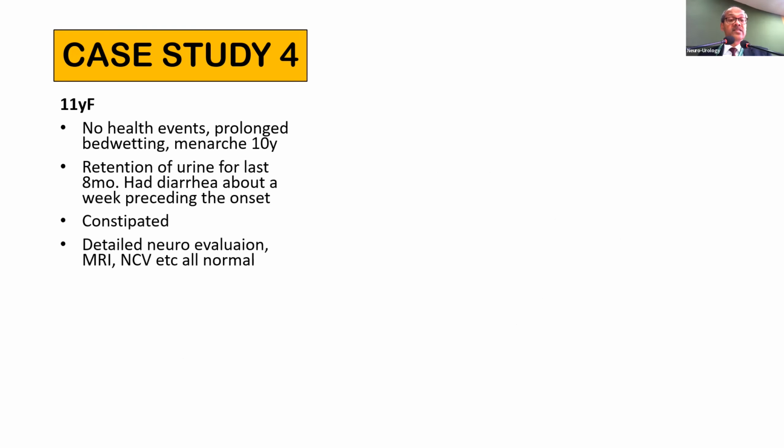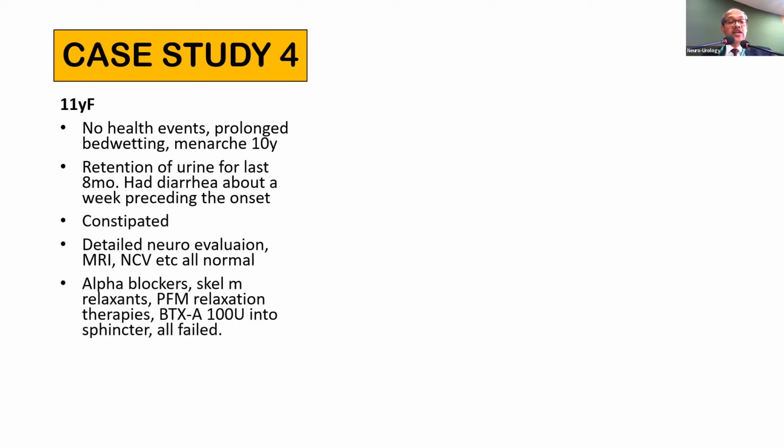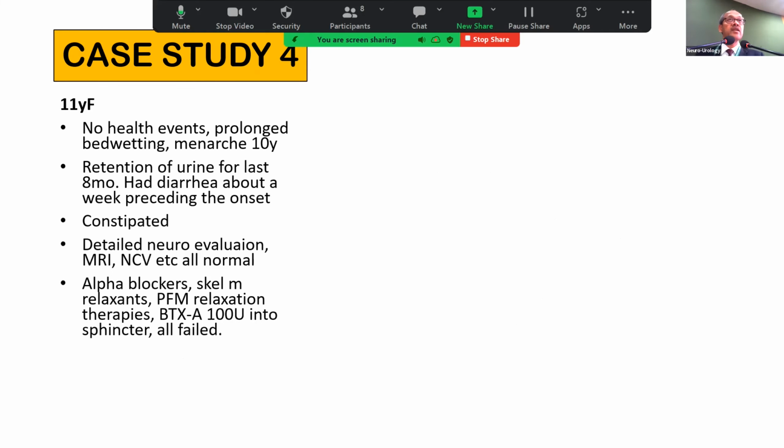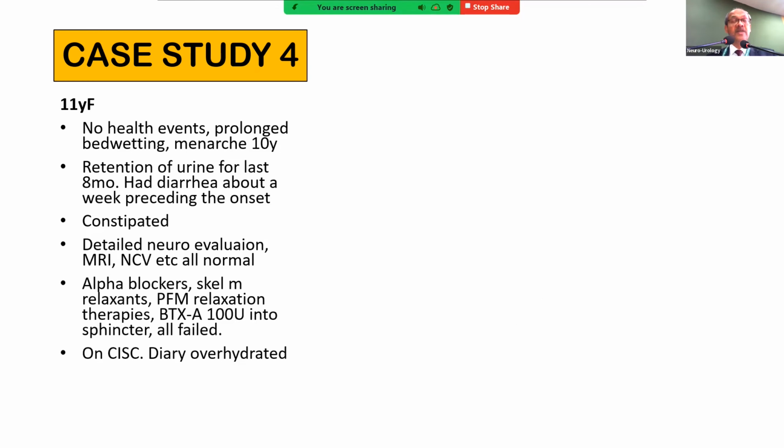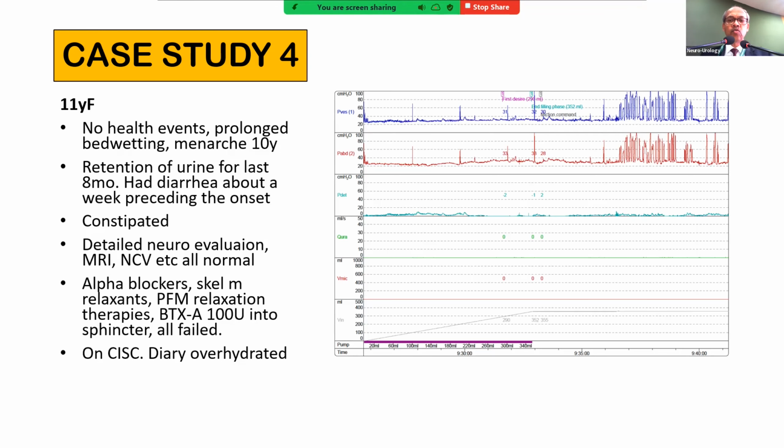She is constipated at this point. A detailed neurourological evaluation and a detailed neurological evaluation do not show any abnormality. She's had an MRI, she had nerve conduction studies, she was seen by the pediatric neurologist. All evaluation was normal. By the time she came to us, she had used alpha blockers, skeletal muscle relaxants, pelvic floor relaxation therapies, and a 100-unit botulinum toxin injection into the striated sphincter, all of which have failed. She's been on intermittent catheterization for the last 8 months. The diary shows a mild element of overhydration, and this is her urodynamic trace.